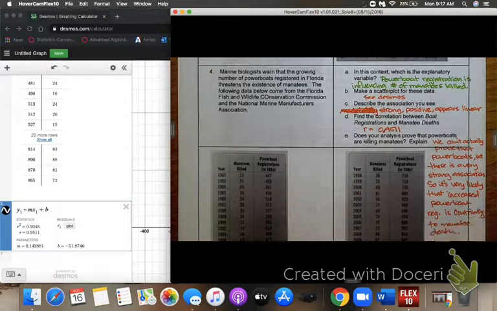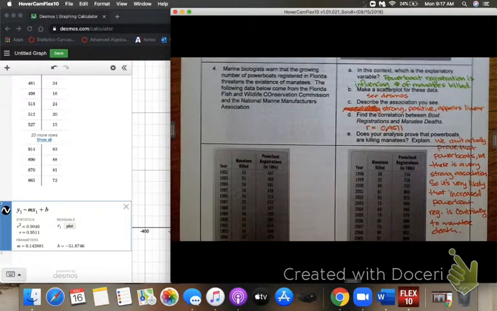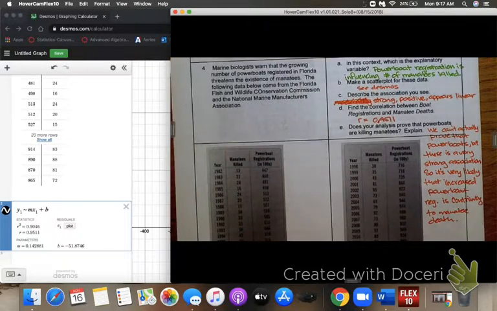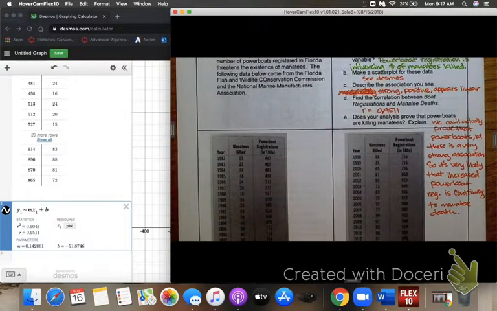Like I said, we don't know for 100% sure that this is the reason why manatees are dying. There could be something else going on. However, there's a very strong positive association. Although, remember, correlation doesn't mean causation, but it can tell us that there's maybe something going on there. Okay, let's go on to number 5.